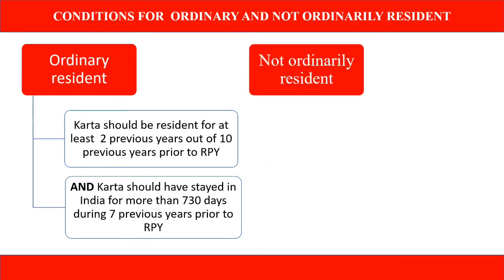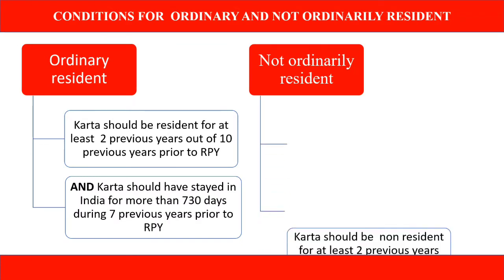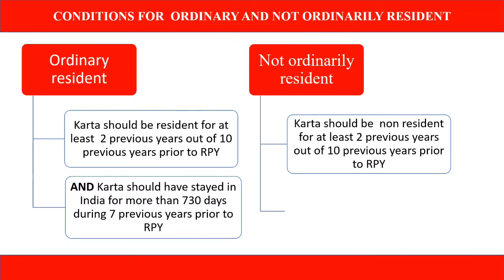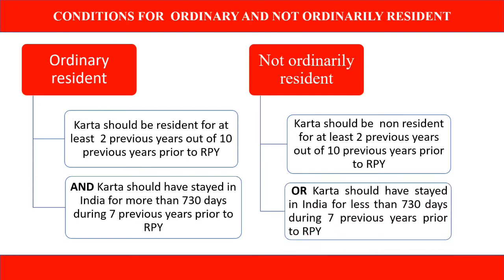Then the next position is resident but not ordinarily resident. To claim the advantageous position of resident but not ordinarily resident, the Karta should be non-resident for at least 2 previous years out of 10 previous years prior to the relevant previous year, or the Karta should have stayed in India for a period of less than 730 days during the period of 7 previous years prior to the relevant previous year.